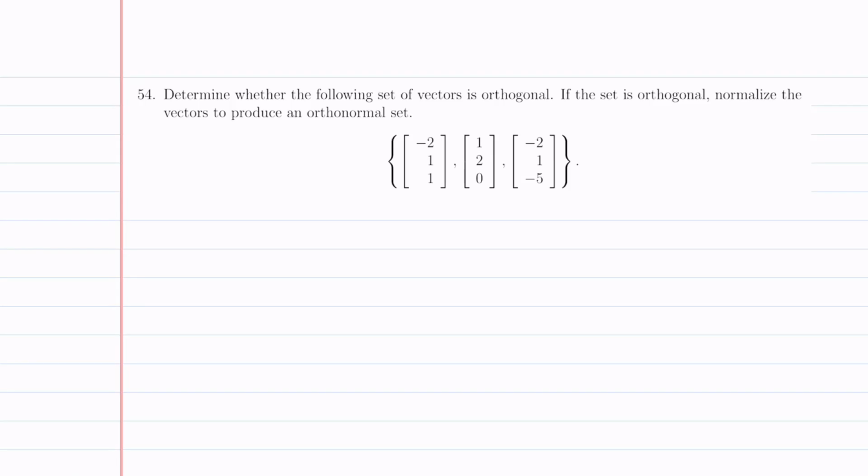In this problem, we're going to determine whether the following set of vectors is orthogonal. If the set is orthogonal, we're then going to normalize the vectors to produce an orthonormal set. We're going to begin by labeling the three vectors that we've been given, and I'm going to label these vectors v1, v2, and then v3.